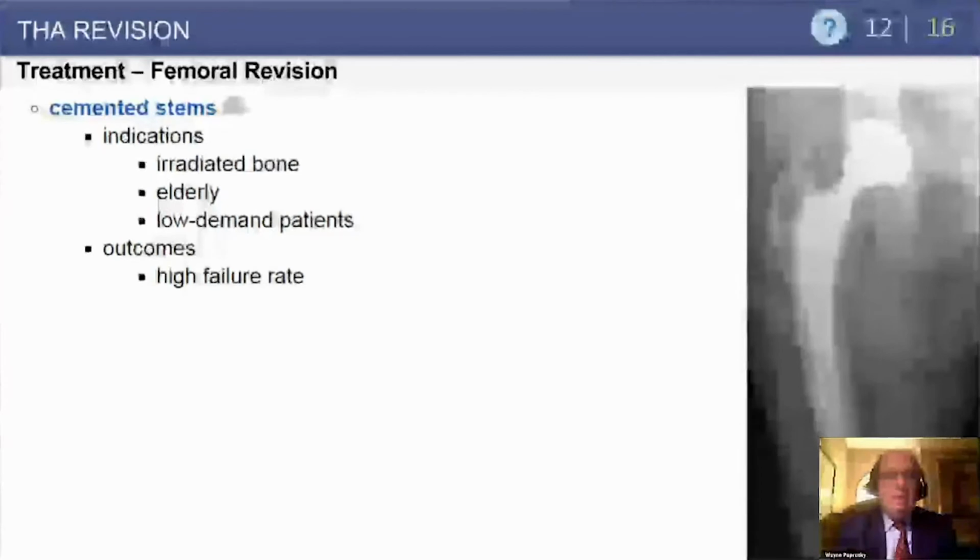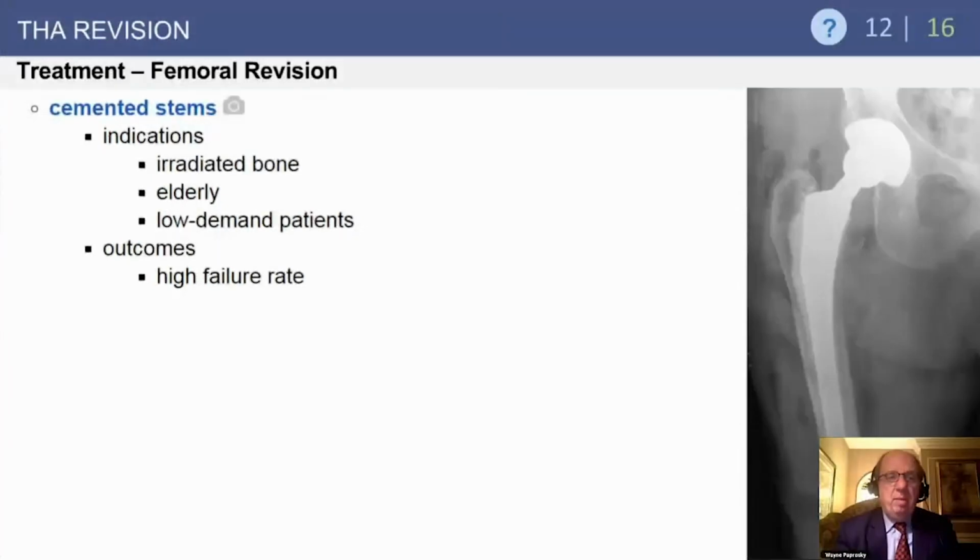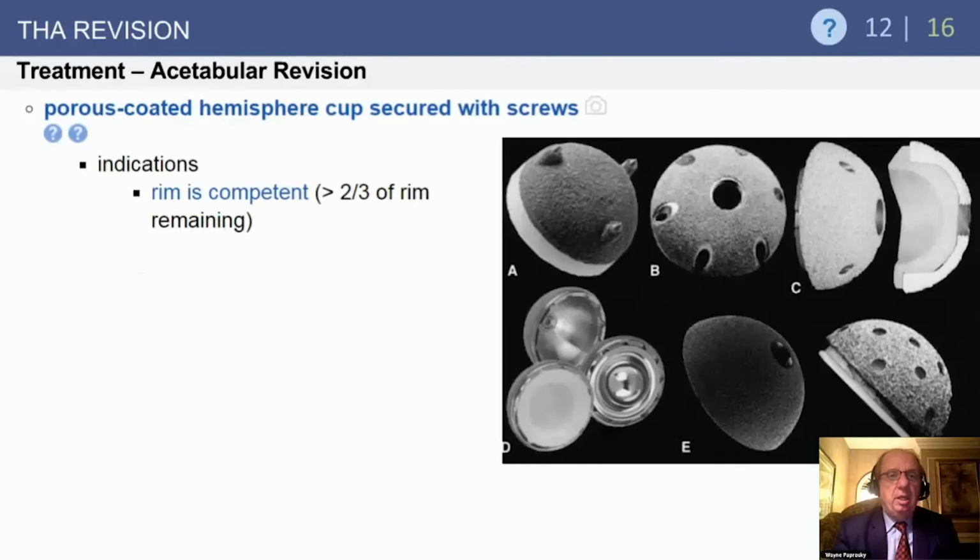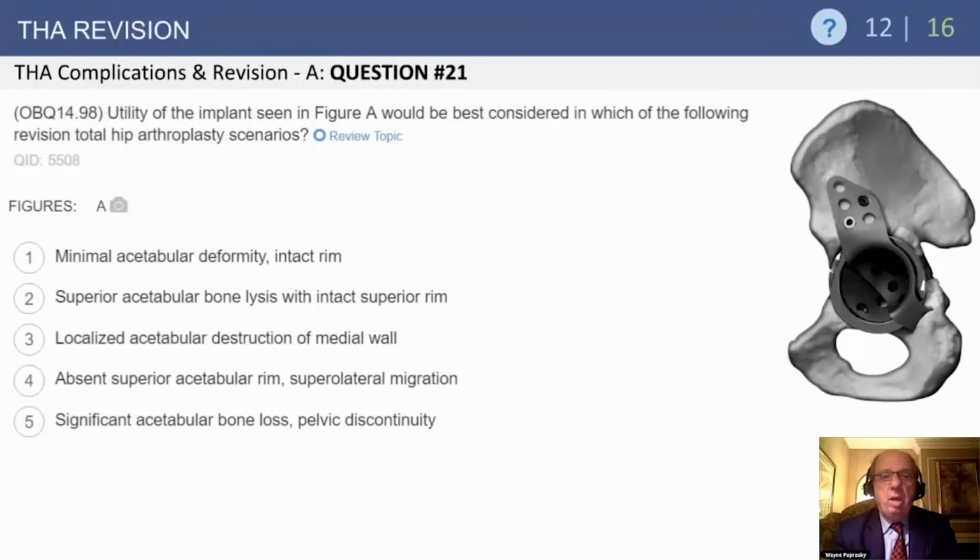Indication for cemented stems: elderly, low demand, irradiated bone, but the outcomes are not good. If the patient has a limited lifespan, I think this is still an alternative. What about the acetabulum? Porous coated hemispherical cups secured with screws. If the rim is competent, that is all of those Paprosky type 2s, these have worked extremely well.